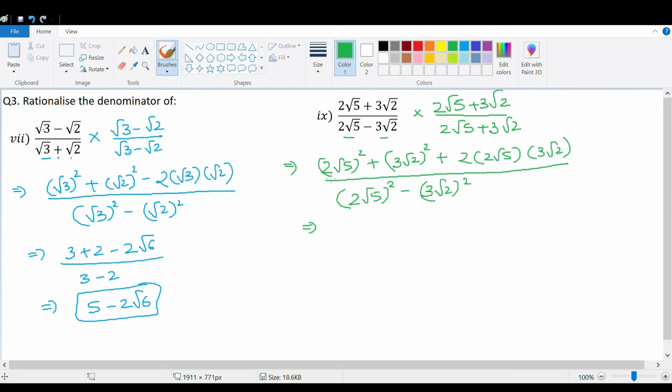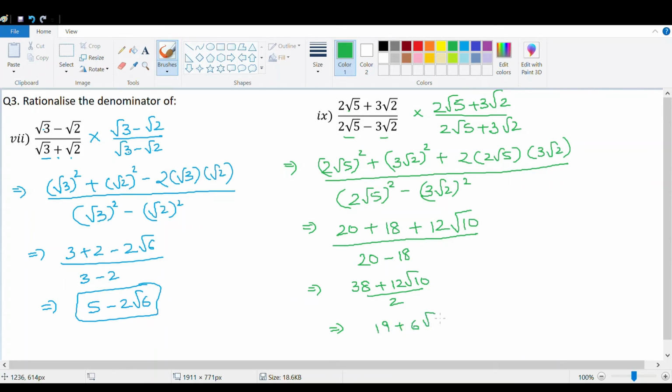Let's open this. So this is 2 into 2, 4 into 5, 20. And this is 3 into 3, 9 into 2, 18. Plus 2 into 2, 4, 4 into 3, 12. And root 5 into root 2, that's root 10. In the denominator, I have (2 root 5) whole square, that's 4 into 5, 20, minus 3 into 3, 9 into 2, 18. So this gives us (38 plus 12 root 10) upon 2, which means this is 19 plus 6 root 10.